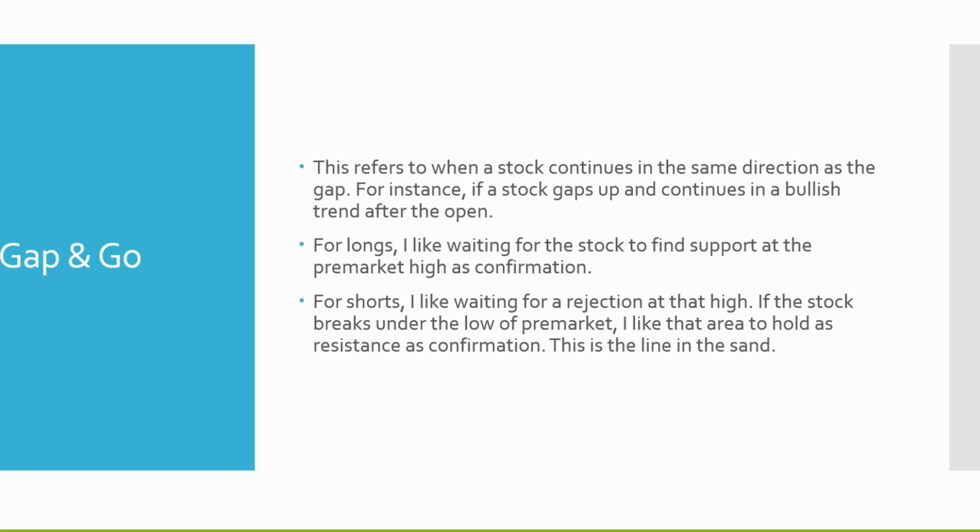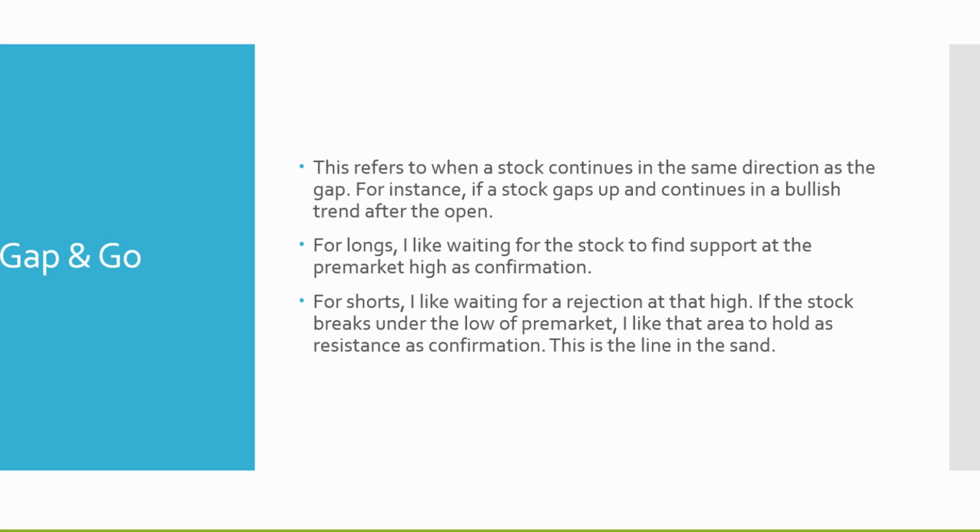Like this says, for longs, I like to wait for the stock to find support at either the pre-market high or the major pre-market support as confirmation. That is something I really want to see if I'm looking for a gap and go strategy. The pre-market high and the major support in pre-market are huge because those are the levels that everybody else can see, and that's when it's breaking out of the pre-market range. That's really what a gap and go strategy is: a breakout of the pre-market range.